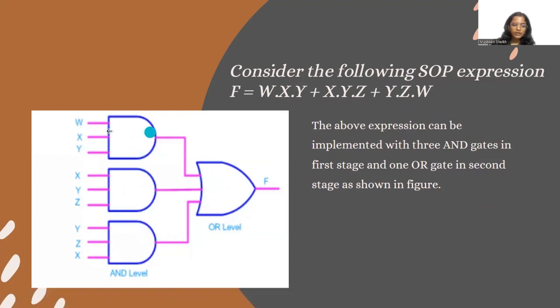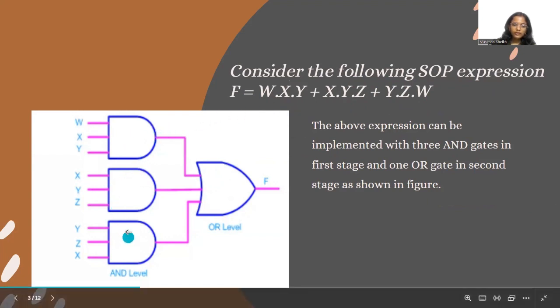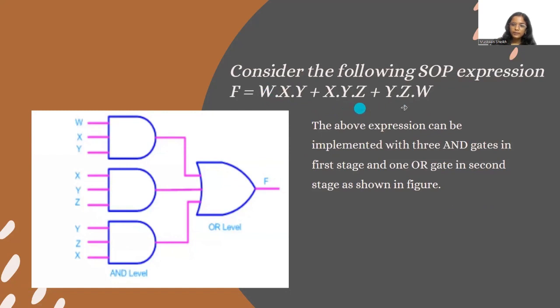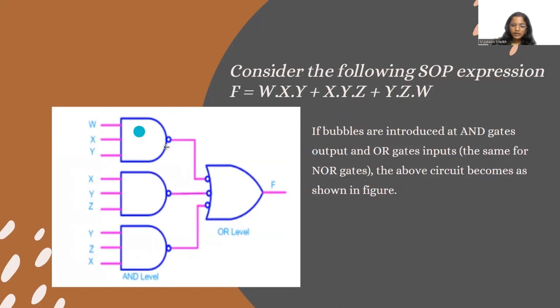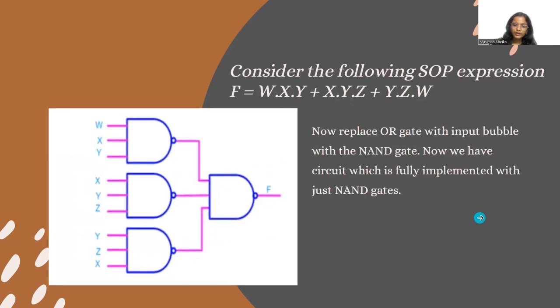So these AND gates will give us the outputs WXY, XYZ and YZW, which will be the inputs for the OR gate, which will give us the function WXY plus XYZ plus YZW. If bubbles are introduced at the AND gate outputs and the OR gate inputs, the above circuit will become as shown in this figure. Now replace the OR gate with a NAND gate. Now we have a circuit which is fully implemented with just NAND gates.